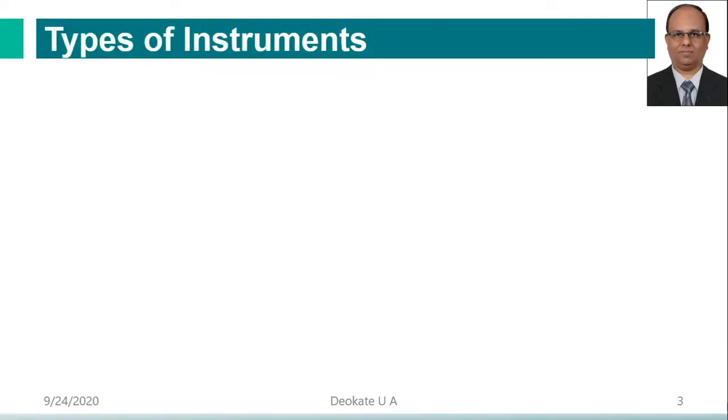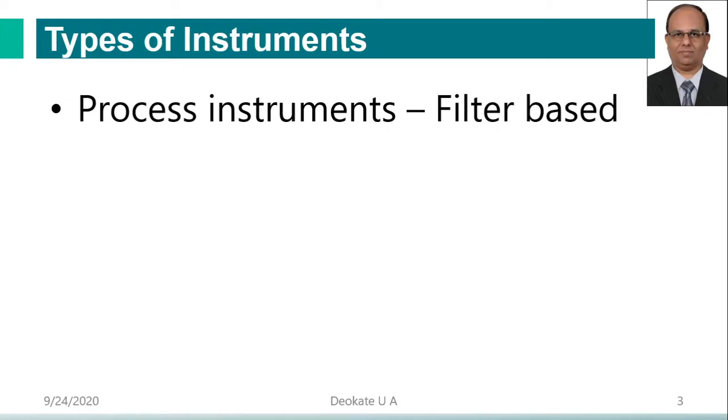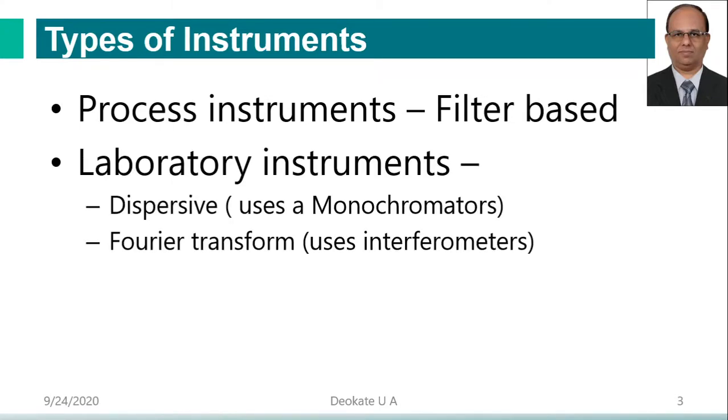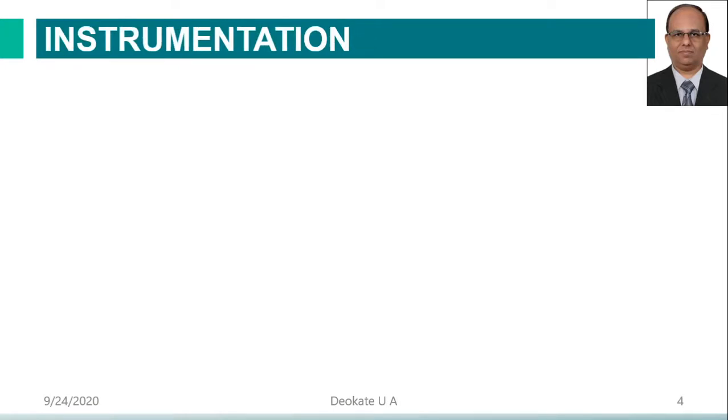Now, what are the various types of instruments used? We may have heard about the two types of instruments. One is called process instruments, which are filter-based instruments, and another is laboratory instruments. We generally deal with laboratory instruments, which are of two types again: dispersive, which uses monochromators, and the Fourier transform instrument, which uses an interferometer. The newer instruments use interferometer systems only, Fourier transform. But we have to learn the dispersive instrument also.